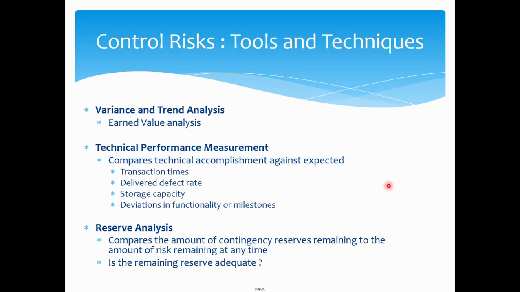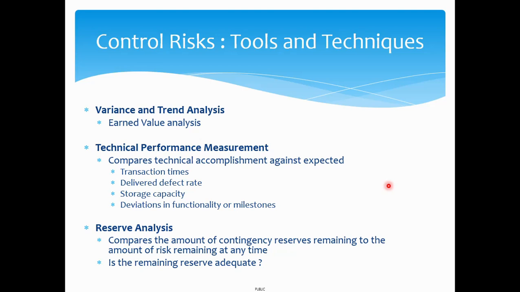And sometimes you can revisit your contingency reserves. How much money is there in your contingency reserve? How much funds are there? How much time is there in your contingency reserve in your schedule? How much time is remaining? So you have an assessment of how much risk is remaining. Say you are now 60% down your project, and still, as per your risk register, there are about 30-40 upcoming risks.